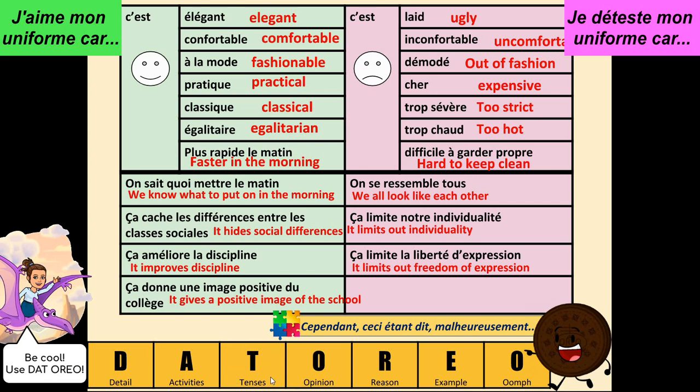Okay, so all this put together then will hopefully allow you to describe a uniform with some complexity, but also some range of vocabulary. There we go.